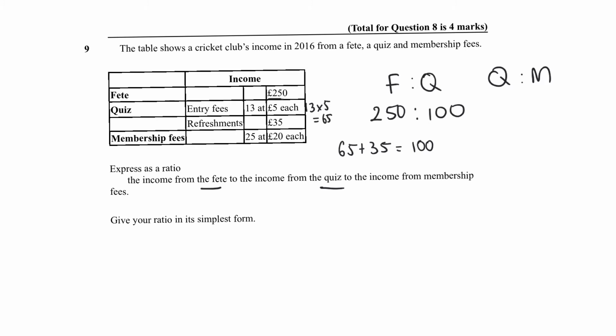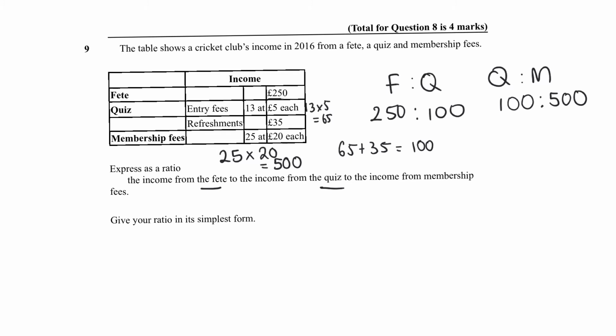And then for the quiz to the membership, so we already know what the quiz is. But then for the membership, so 25 times 20 in your calculator would give you 500.